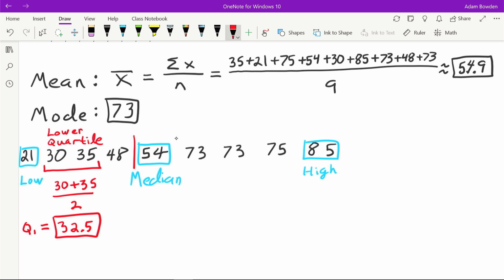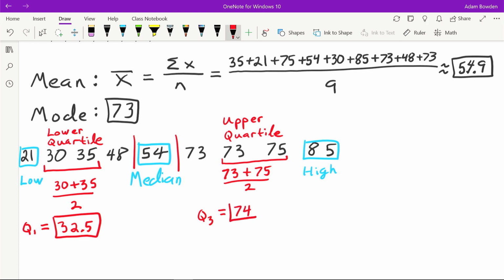The upper quartile is situated in the middle of the upper half of the numbers. So in this case, we have to look at the 2 numbers in the middle. Notice how the median has split them into 2 different halves, the lower half and the upper half. So we're going to have to add these 2 numbers together, divide by 2, and Q3, the upper quartile in this case, is equal to 74.